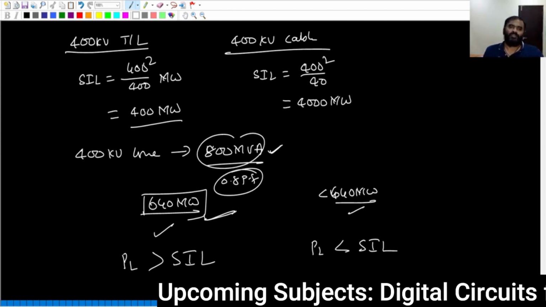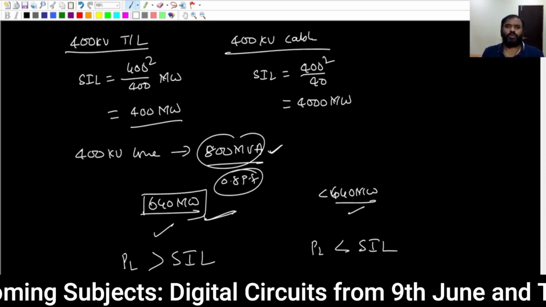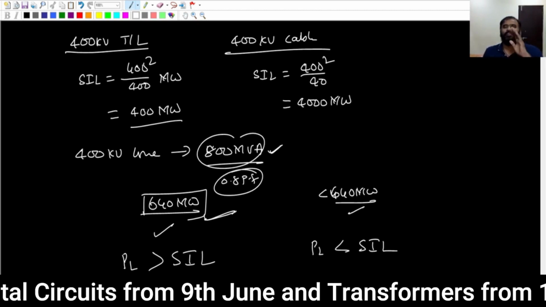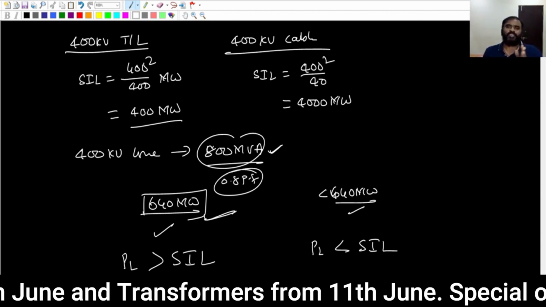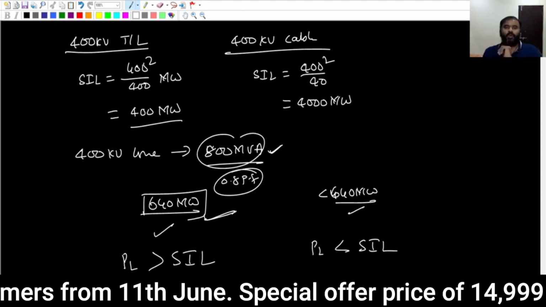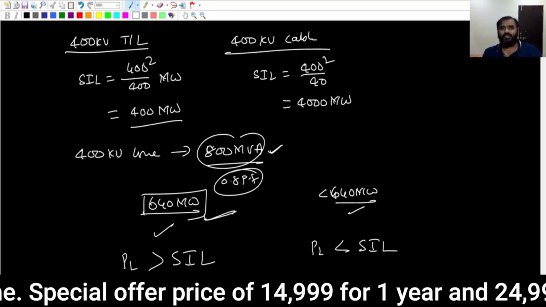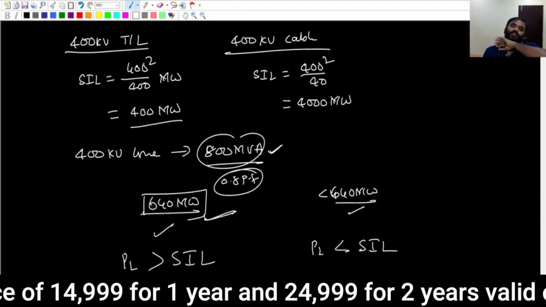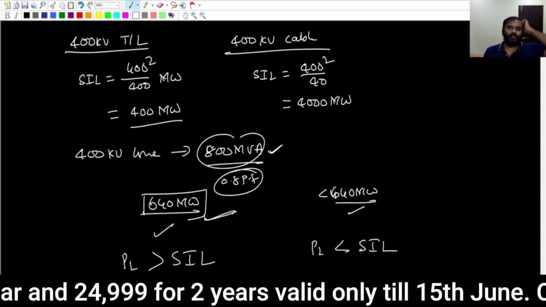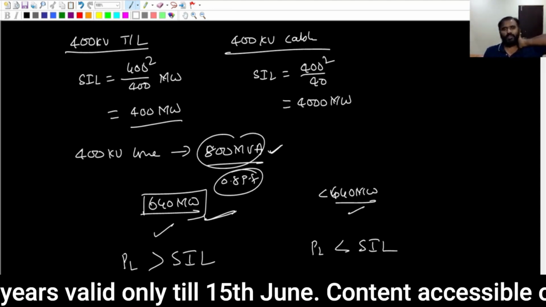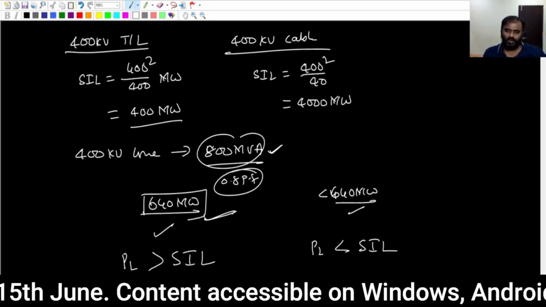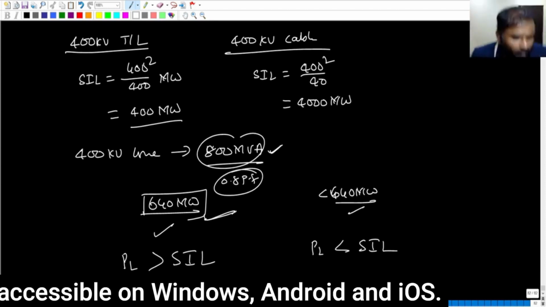Okay? Clear? Understand? And we'll take one more table. One side we write loading equal to surge impedance loading. Other side we write loading greater than surge impedance loading. And one more side we write loading less than surge impedance loading. And what are the comparisons? These things we are going to write now. Okay. Clear? Understand?